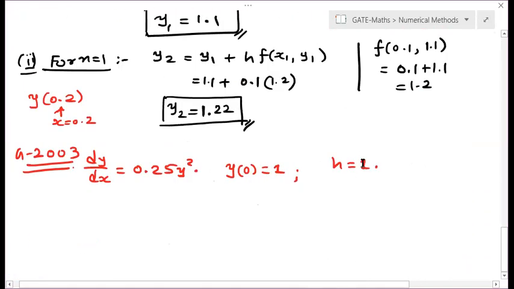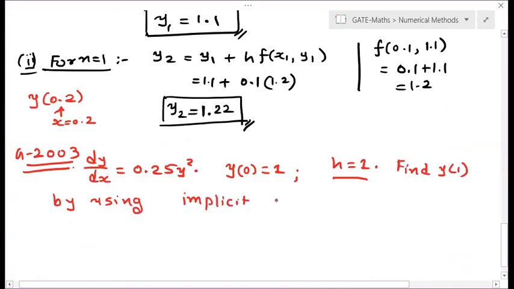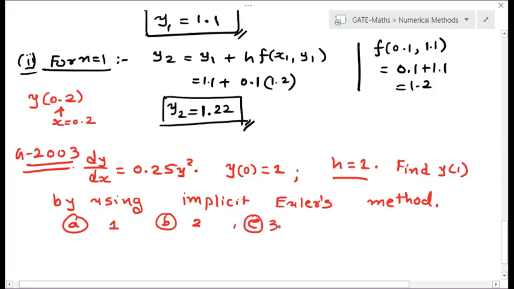Is it clear now? So, GATE 2003 implicit Euler: dy by dx is equal to 0.25 y square, y of 0 equal to 1, step size is equal to 1. See, in this question they are giving us step size equal to 1. Now we have to find y1 only. So here we will get it in only one step or one iteration by using implicit Euler's method. So we have to use implicit Euler's method and find this. The options are 1, 2, 3 and 4.